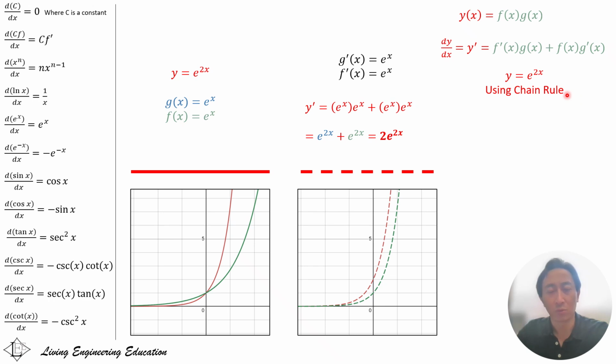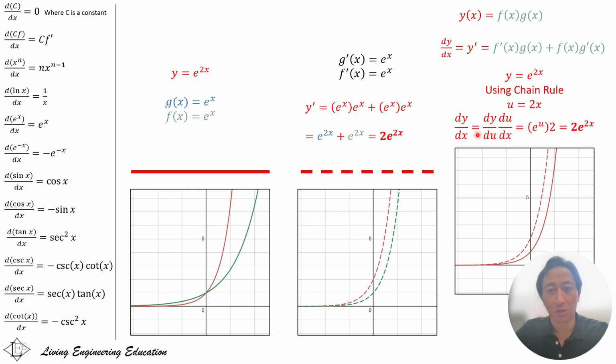So the chain rule is basically u substitution, right? So I can look at my function, e to the x shows up here, but that's my outer function. That would be my f of x. My inner function, my g of x term would be 2x, or I can call that my u substitution. So I'll call u 2x. Then I can look at this as dy dx is equal to dy du times du dx, where u is equal to 2x.